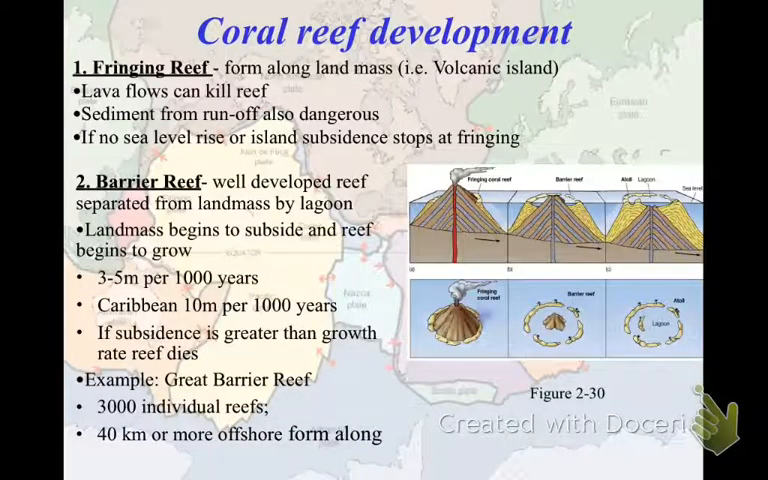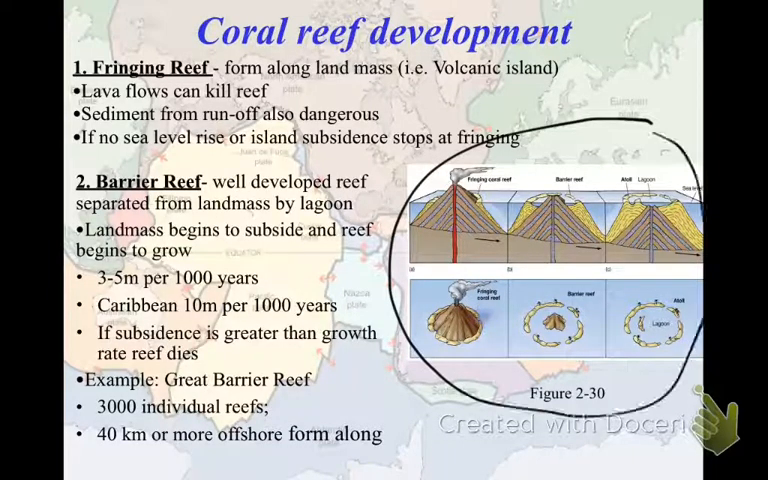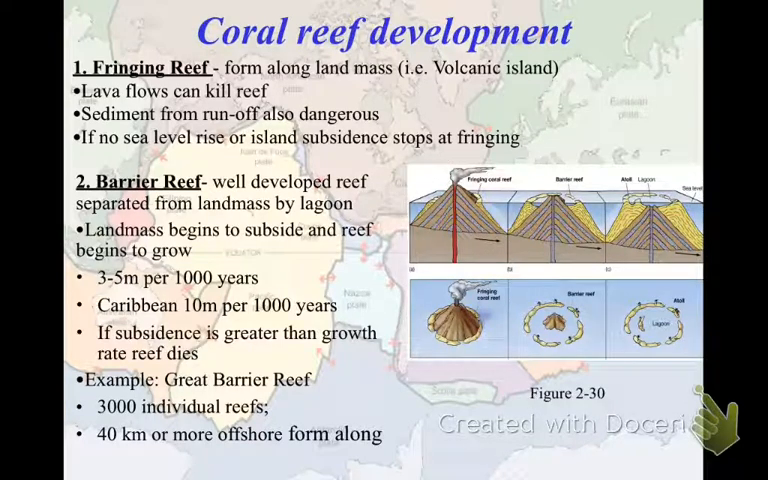The first stage in this picture, figure 230 in your book, is important, so take a few minutes to look at it. The first stage is the fringing reef, when the volcanic island is still above ground and frequently still volcanic. A reef forms right along the edges of the island. You can see it right here. It's in shallow water, and it's attached to the island. This is a dangerous stage for the development of the reef since the lava can run off and kill the reef.